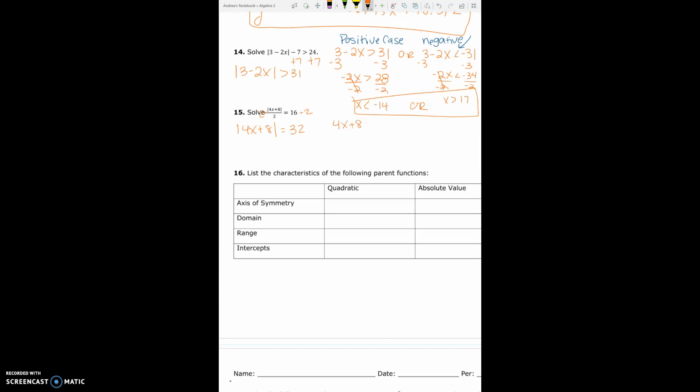Then take my positive case and your negative case. 4x plus 8 equals 32. 4x plus 8 equals negative 32. And solve. Subtract 8. Divide by 4. x is 6. On the other case, subtract 8. So I get 4x equals negative 40, divide by 4 to get x equals negative 10.